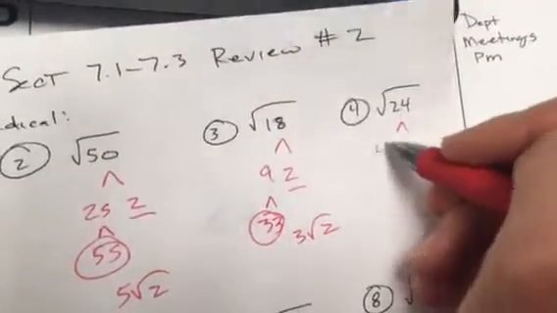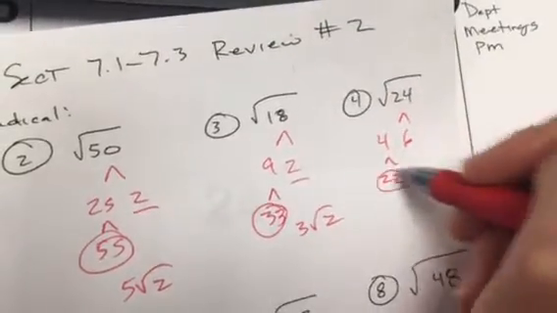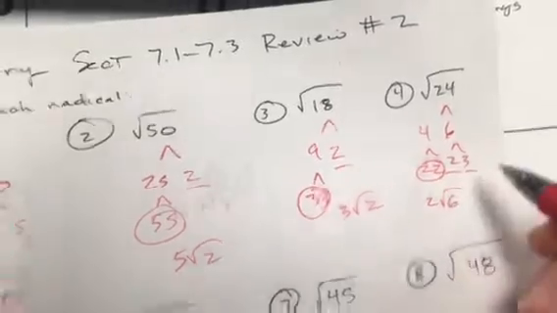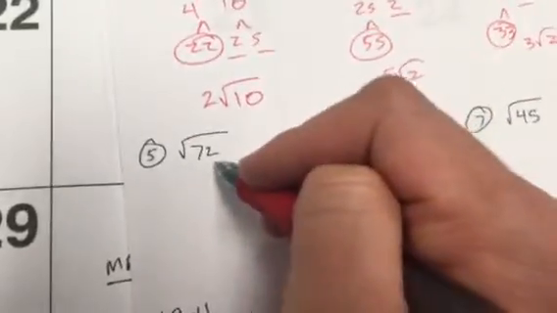Here on 24, you're going to have 4 and 6. 4 is 2 and 2. 6 is not a pair. So if you know 6 is not a pair, it can stay there because there's going to be 2 root 6.